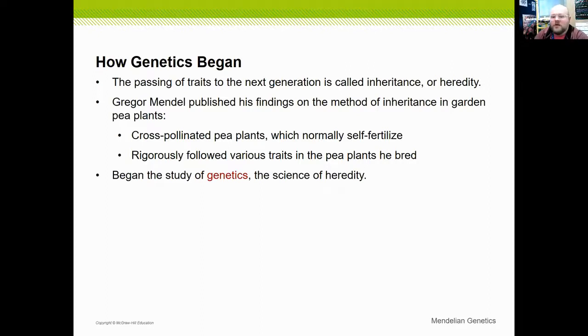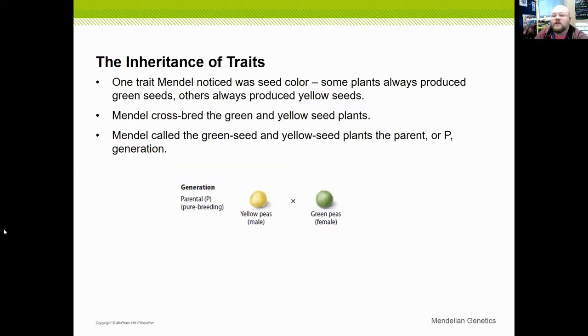What's going on here? Well, cross-pollinated pea plants, which normally self-fertilize, he noticed that he rigorously followed various traits in the pea plants that he bred. So by studying this, he began the study of genetics, which again is the science of heredity. One trait that Mendel noticed was seed color. Some plants always produced green seeds, others always produced yellow seeds.